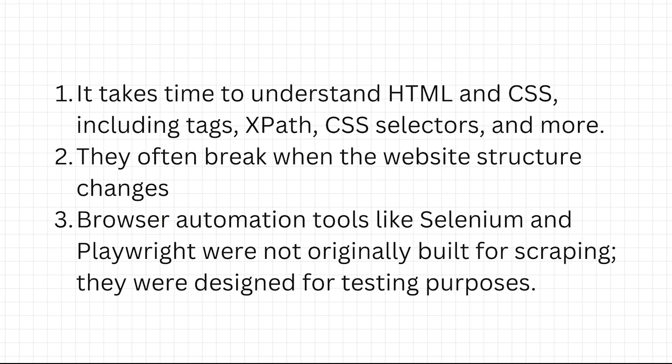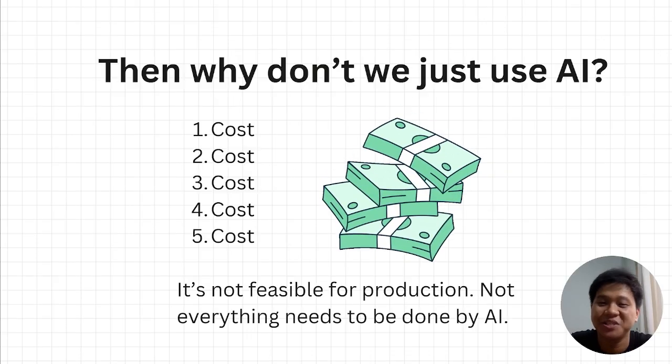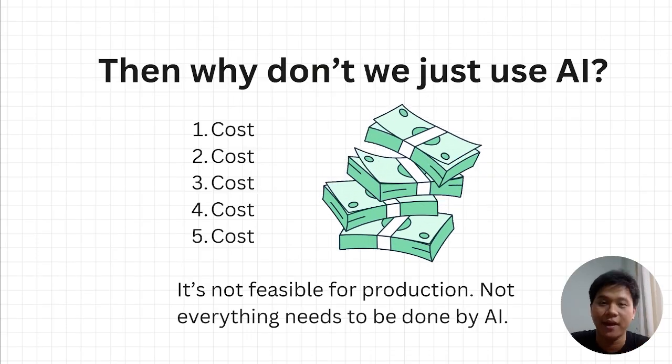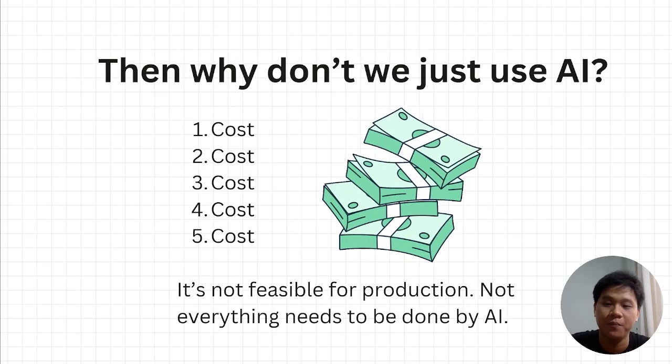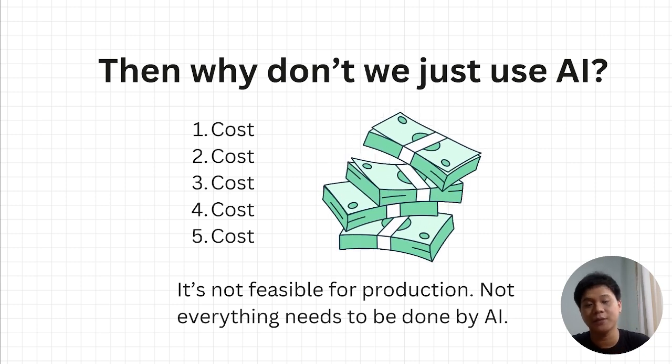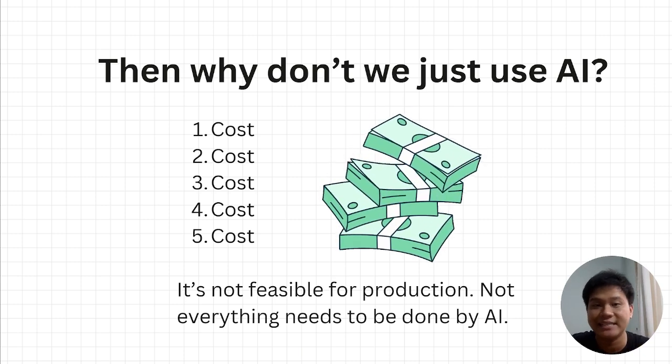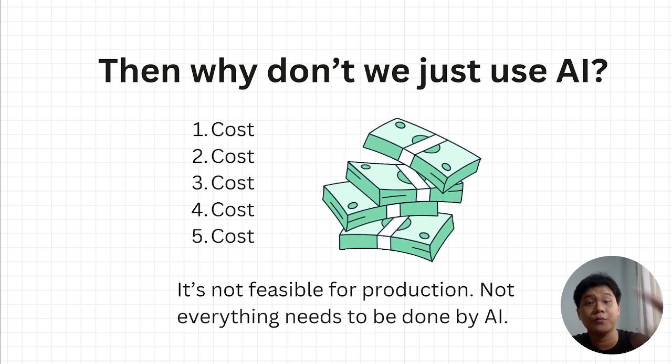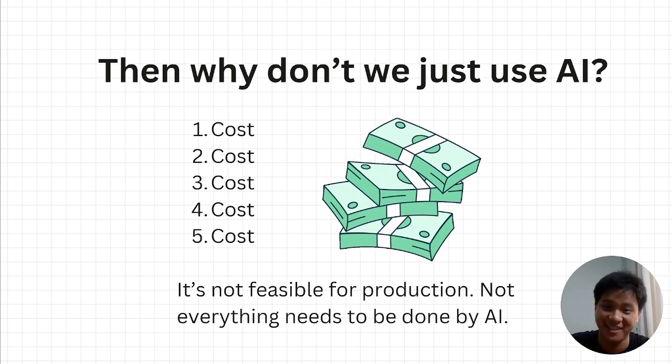It's built for trusting purpose. Then why don't we just use AI? I should say AI-based techniques are so cool, but I believe they're not used in production. The biggest reason is cost. Second is over-engineered solution. If there is a better, quicker, and free approach, why do we need AI for this?